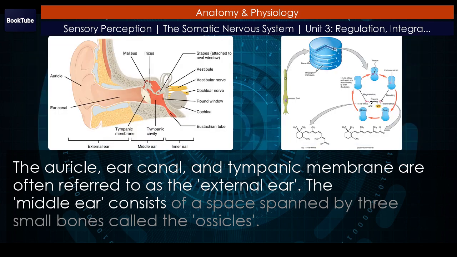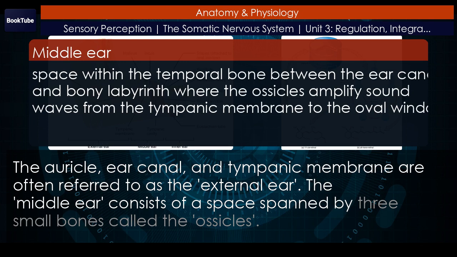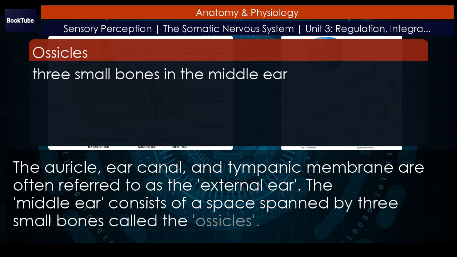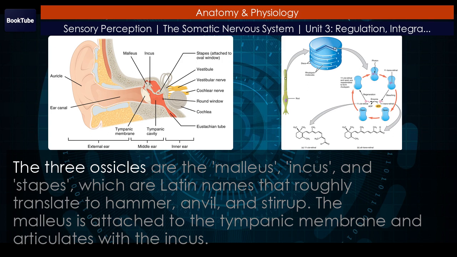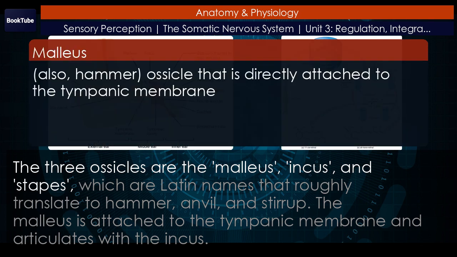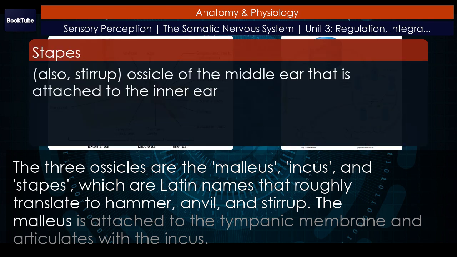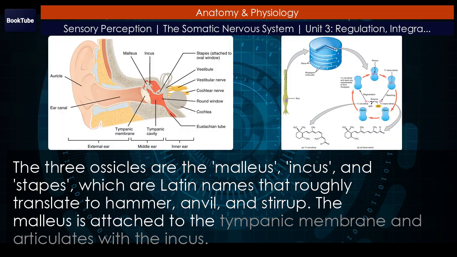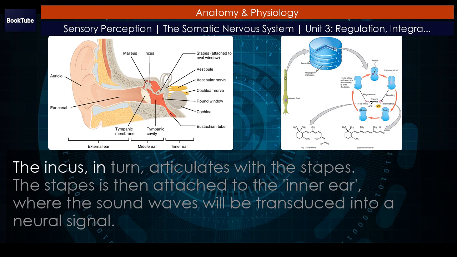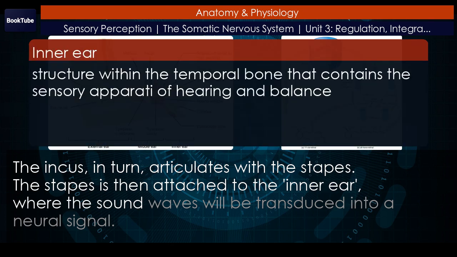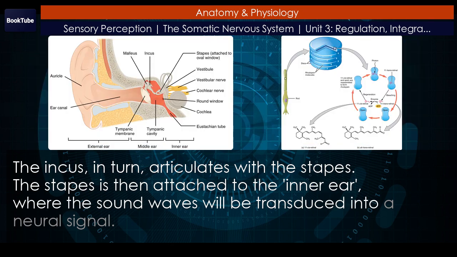The middle ear consists of a space spanned by three small bones called the ossicles. The three ossicles are the malleus, incus, and stapes, which are Latin names that roughly translate to hammer, anvil, and stirrup. The malleus is attached to the tympanic membrane and articulates with the incus. The incus, in turn, articulates with the stapes. The stapes is then attached to the inner ear, where the sound waves will be transduced into a neural signal.